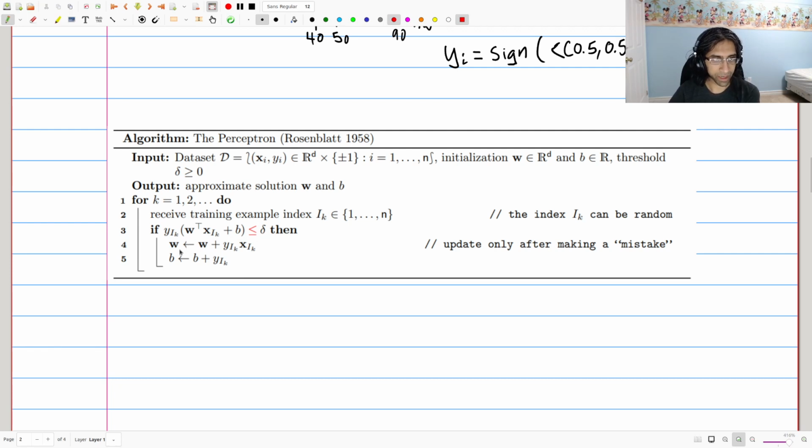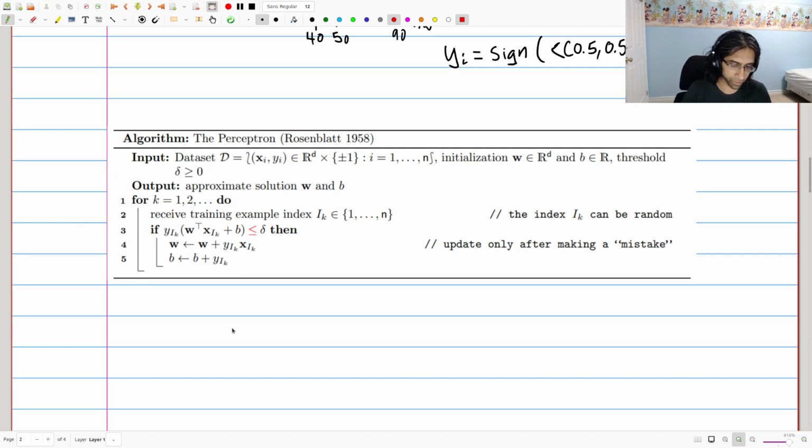If we make a mistake, we update the parameters. That is, the parameter vector w will be updated by adding on the feature vector multiplied by the sign of the point, and we increment the bias term by the sign of the point. Now this might seem a little bit abstract, but let's see an example, and maybe this will make more sense about how this algorithm works.